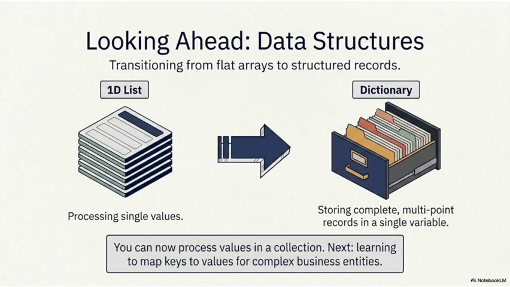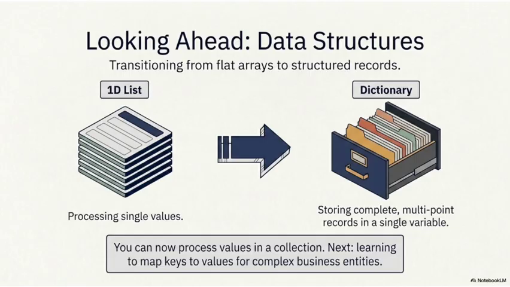We've mastered processing flat lists, collections of individual values. The next step is structured records, where each item holds multiple fields. The transition from a 1D list to a dictionary mirrors the transition from a single column in a spreadsheet to a full row. A list holds one value per item. A dictionary holds a named set of values per item.